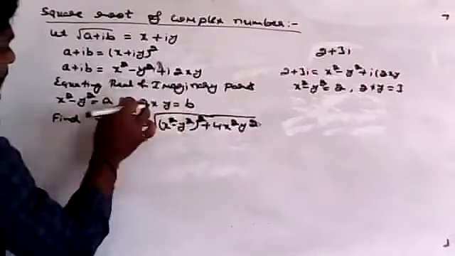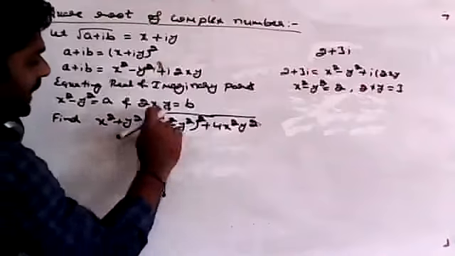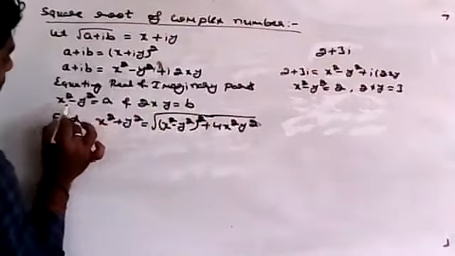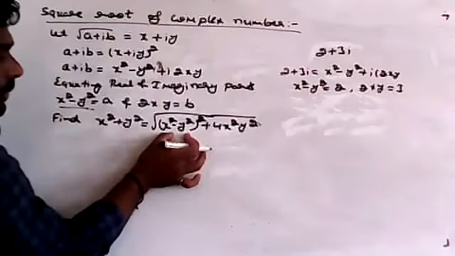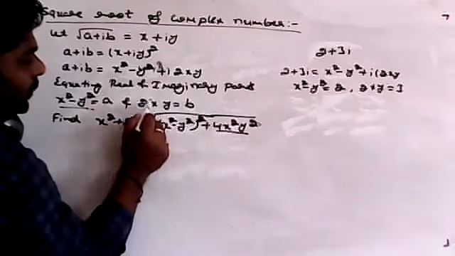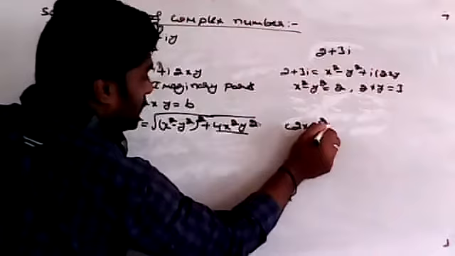Then equate the real and imaginary parts. Find x square plus y square. I'm rewriting x square plus y square as the square root of x square minus y square the whole square, because here only I'll get x square minus y square, that value I'm putting here, plus 4x square y square, which is nothing but 2xy the whole square.